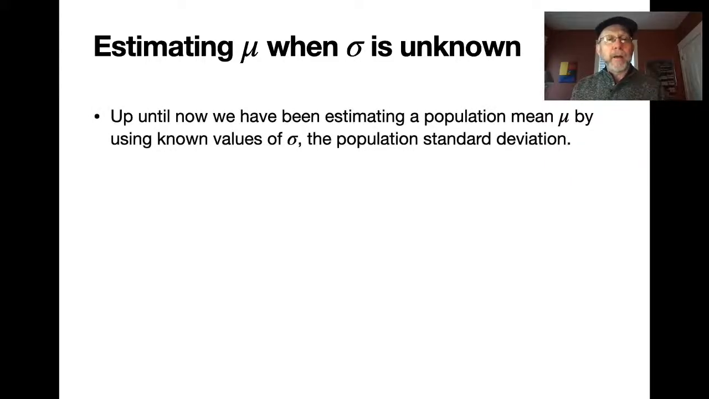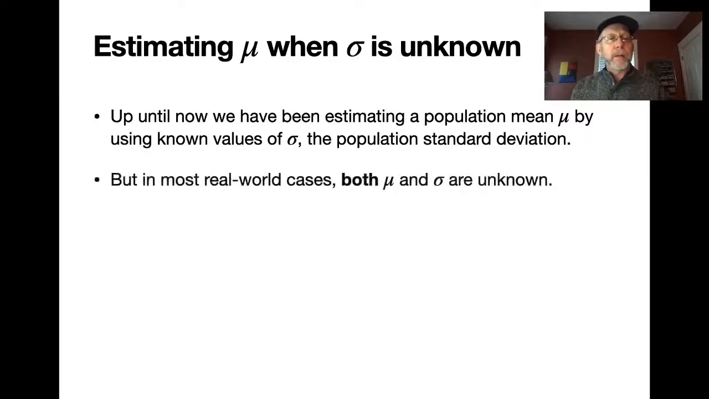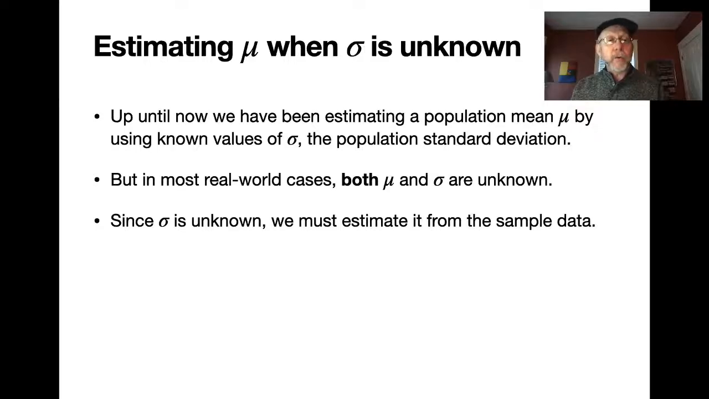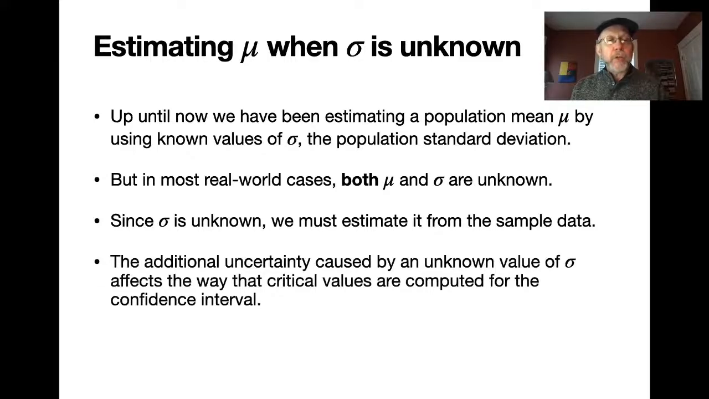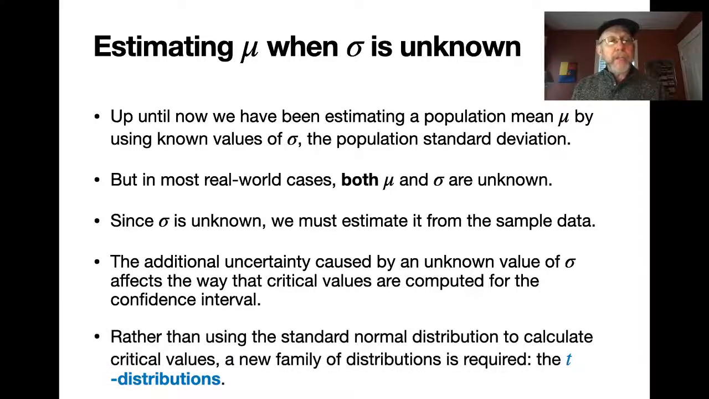As we've said, the procedures we've used up to now have assumed that sigma is known. But in most real world cases, that's not true. Both mu and sigma are unknown. Since sigma is unknown, we must estimate it from the sample data. And this additional uncertainty caused by the unknown value of sigma affects the way that critical values are computed for the confidence interval. Rather than using the standard normal distribution to calculate critical values, a new family of distributions is required, and it's called the t-distributions.